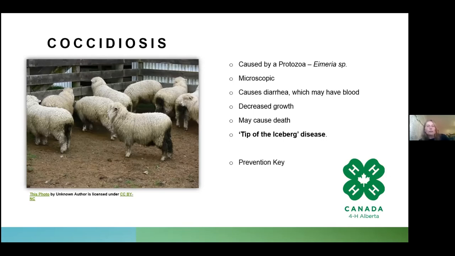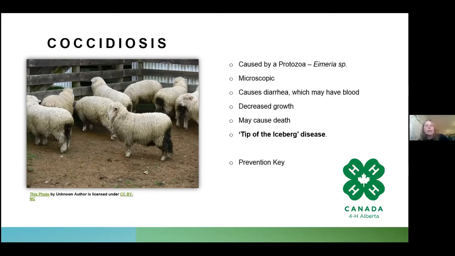So this coccidia is like an Eimeria species. Every animal has a different kind of cocci that will affect it, but it is microscopic. So with our lice, they're very big. The ringworm organism, the fungi itself, is going to be microscopic. And then the cocci, it's microscopic.